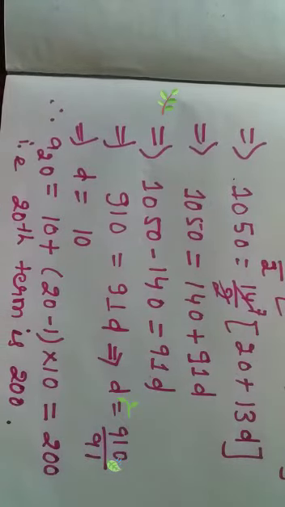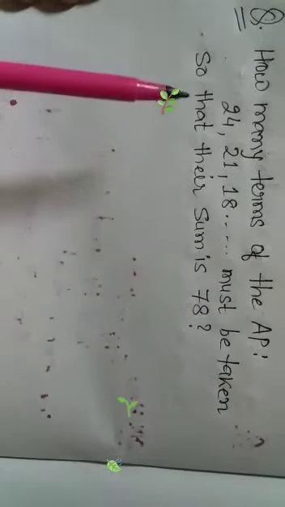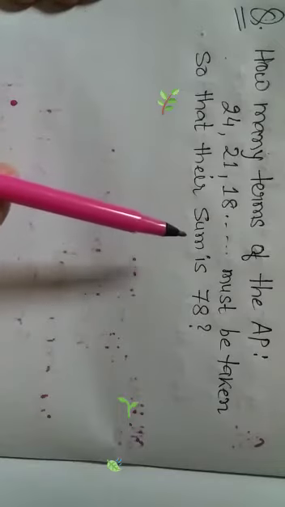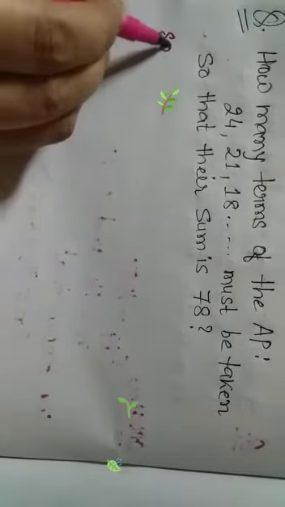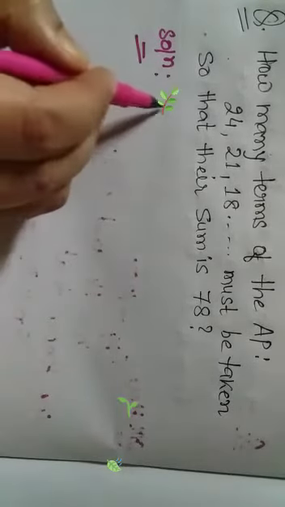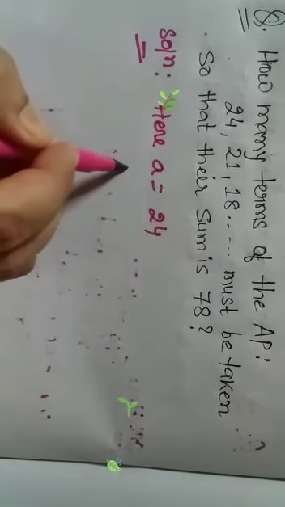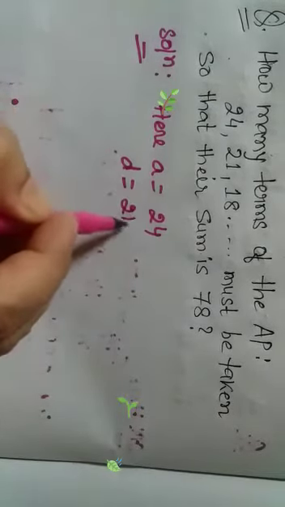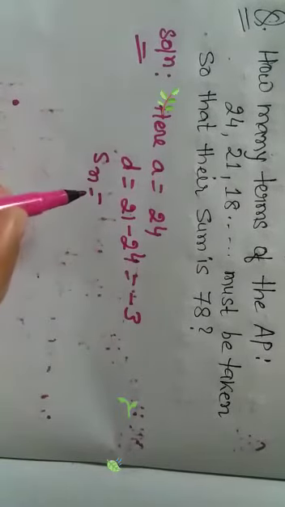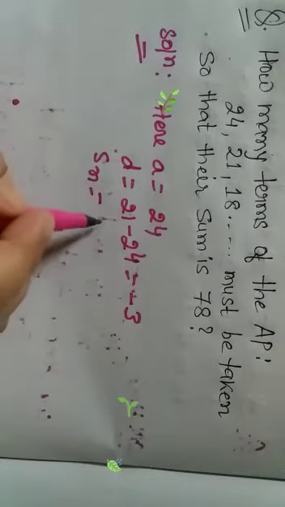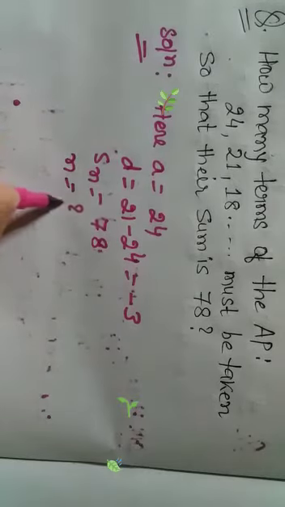Now just see the next question. How many terms of the AP 24, 21, 18 and so on must be taken so that their sum is 78? Here a is equals to 24, d is equals to 21 minus 24, that is minus 3, and Sn is given as 78. So what we have to find is n.